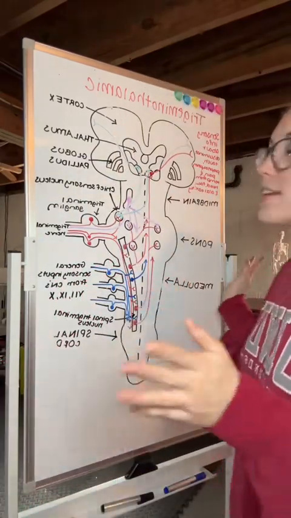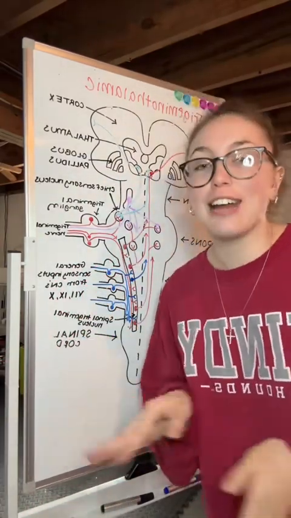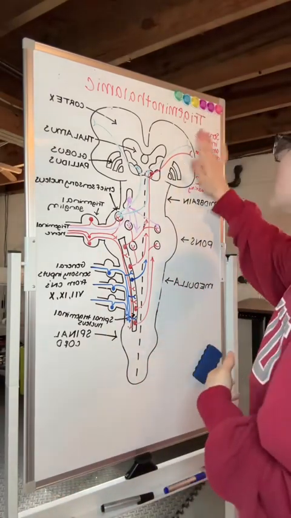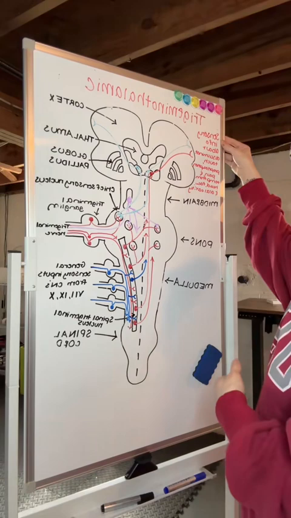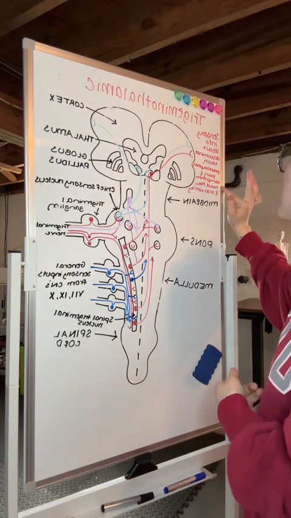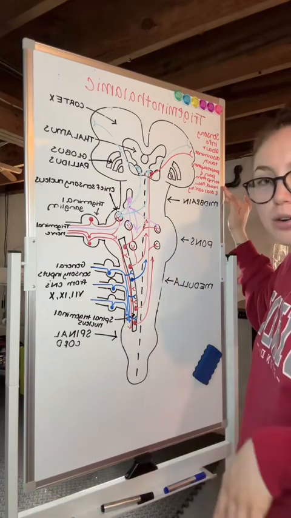So, what does the trigeminothalamic tract do? What kind of information does it send? Where does it come from? Where does it go? So, the trigeminothalamic tract carries sensory information about discriminative touch, proprioception, pain, and temperature from the head, face, and oral cavity.